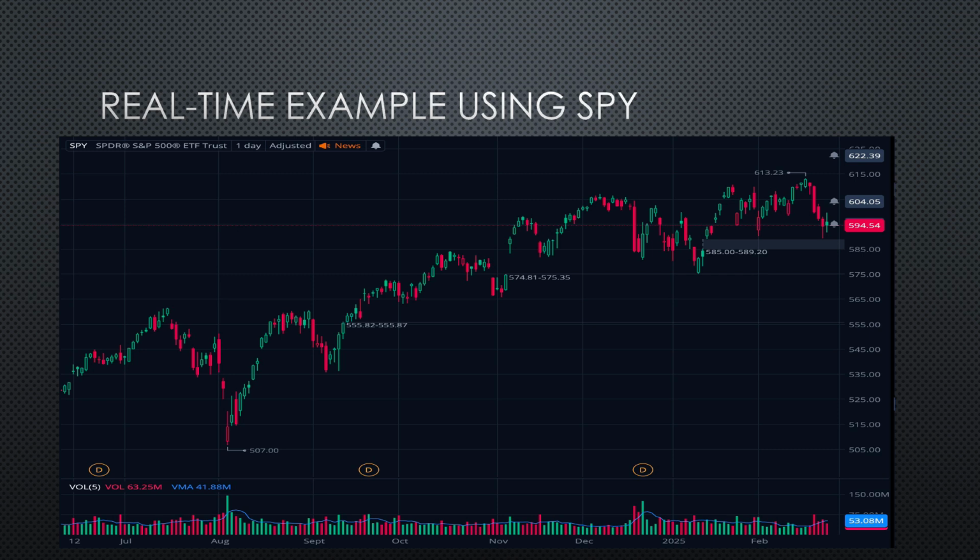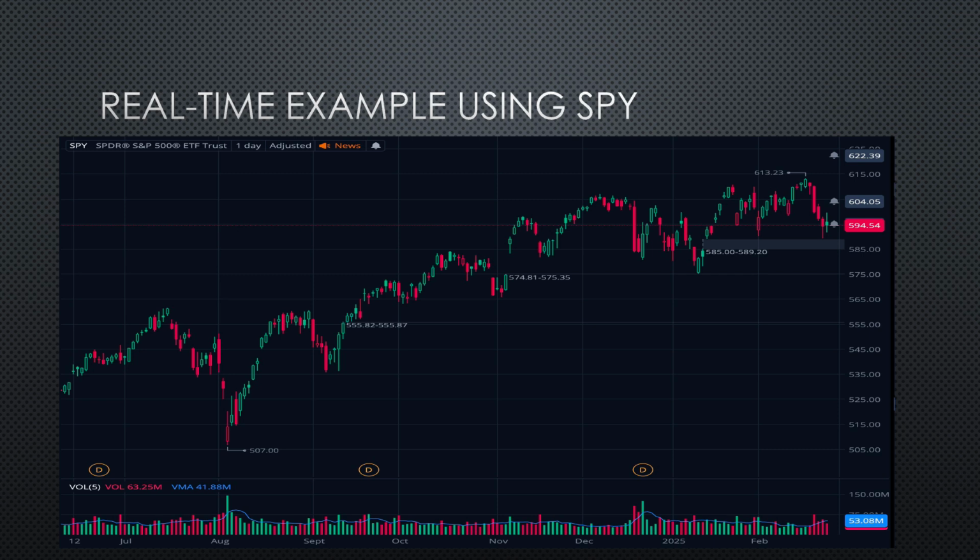Real-time example using the SPY. Using SPY options as an example, we can demonstrate how position sizing works in practice for a small portfolio. Assume a $2,000 account with a 2% risk tolerance per trade, meaning the maximum risk is $40. Let's apply two simple scenarios: buying a call option, bullish outlook, and buying a put option, bearish outlook.